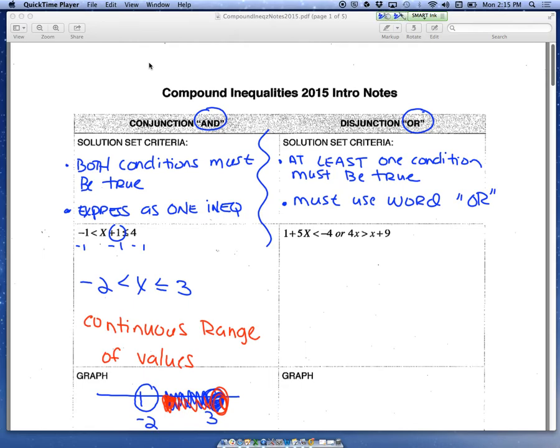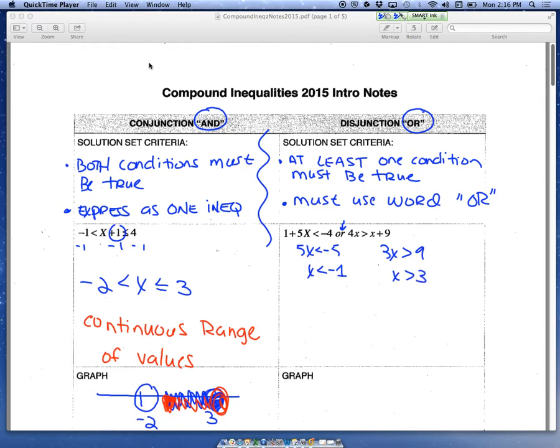The disjunction on the other column, you can see it's expressed with the word "or". So you would isolate the variable in both expressions, and let's analyze what this graph looks like. So I would subtract 1 and divide by 5. So 5x is less than -5, therefore x is less than -1. And then simplifying the other expression, 3x is greater than 9, x is greater than 3.